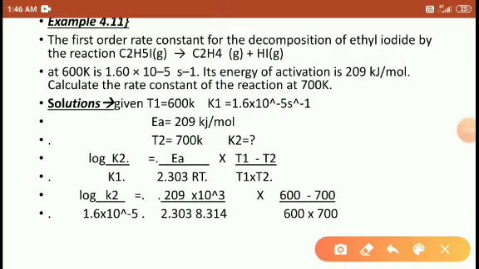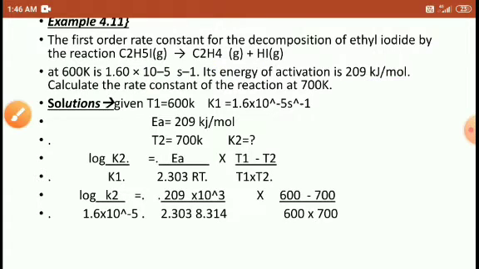The first order rate constant for the decomposition of ethyl iodide by the reaction C2H5I turns into C2H4 and HI at 600 Kelvin is 1.6 × 10^-5 per second. Its activation energy is 209 kilojoule per mole. Calculate the rate constant of the reaction at 700 Kelvin.